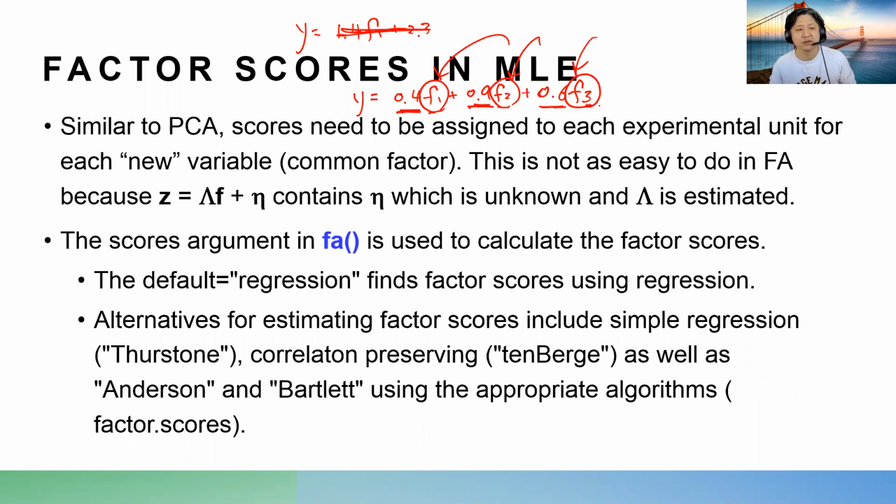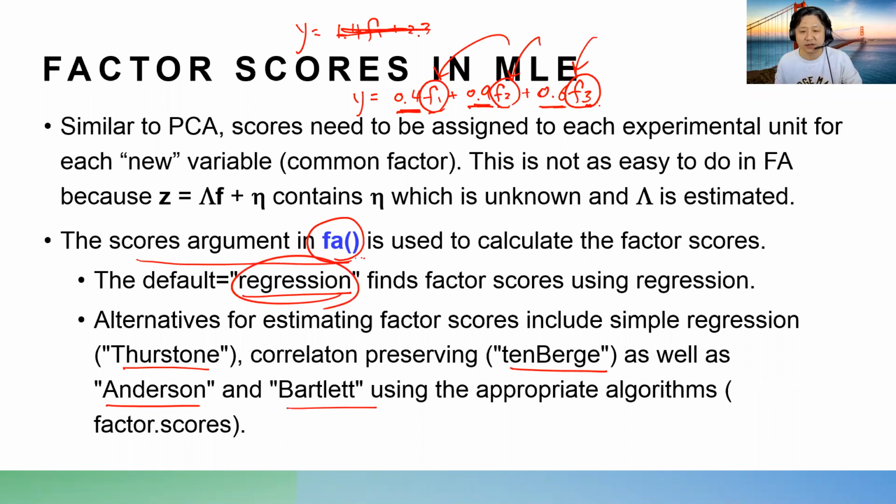We estimate these factor scores using some advanced method, because getting factor scores in factor analysis is not as simple as in the PCA. The FA package allows you to use many different approaches. The first one is a regression approach, and then Ten-Berge, Anderson-Rubin, and Bartlett. We will use the regression approach in the R demonstration.